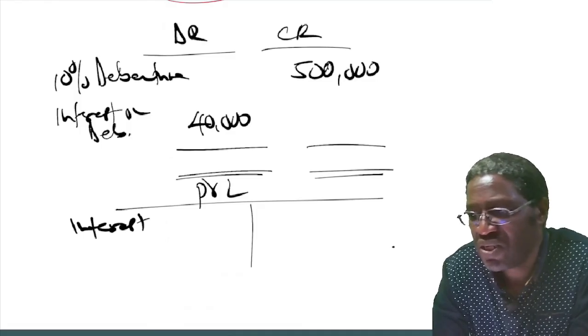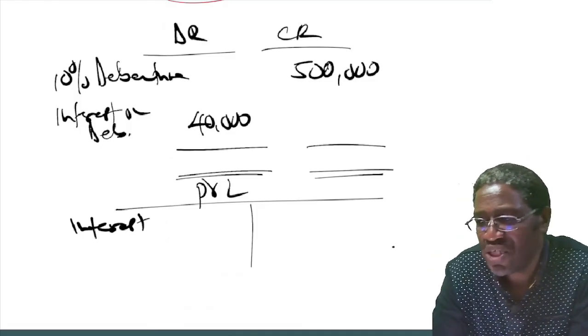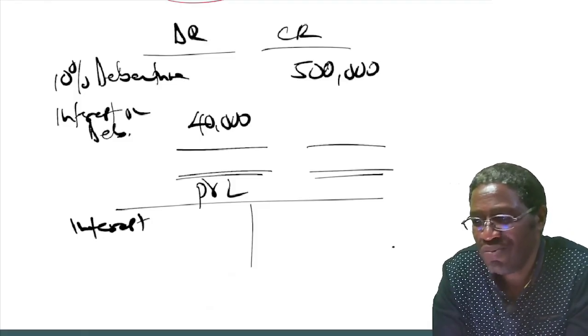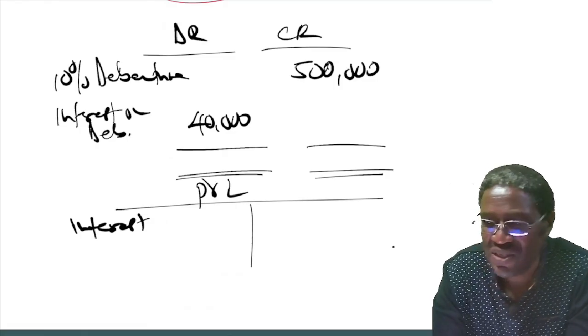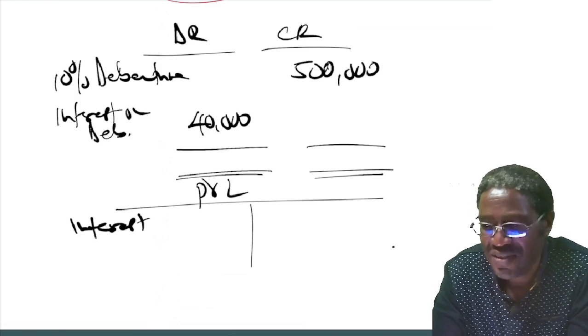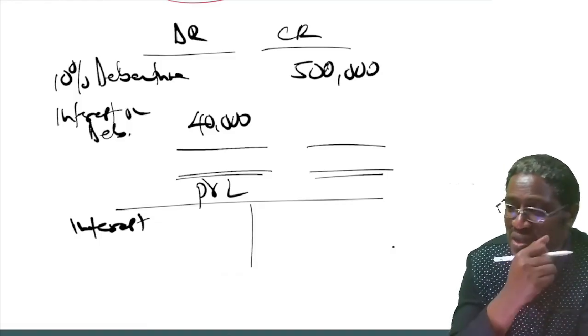Somebody has said 50. Joanna has said 50. Mutua says 50. Somebody else, one more comment before we discuss it. David says 50. Good. Okay. That's correct.